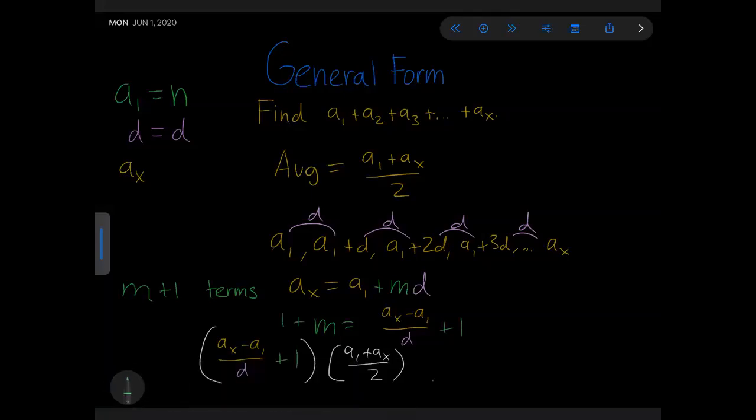That should be 1 plus m because I added 1 to both sides. So to recap, find the average, find the number of terms, multiply them together.